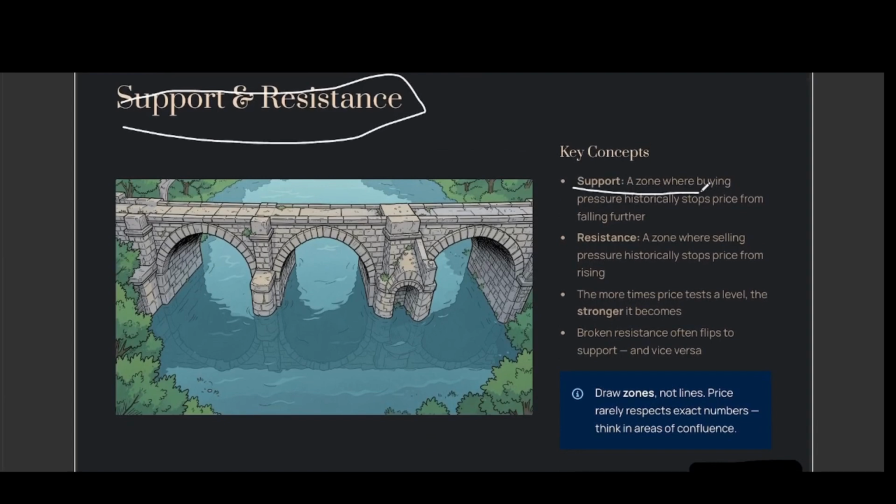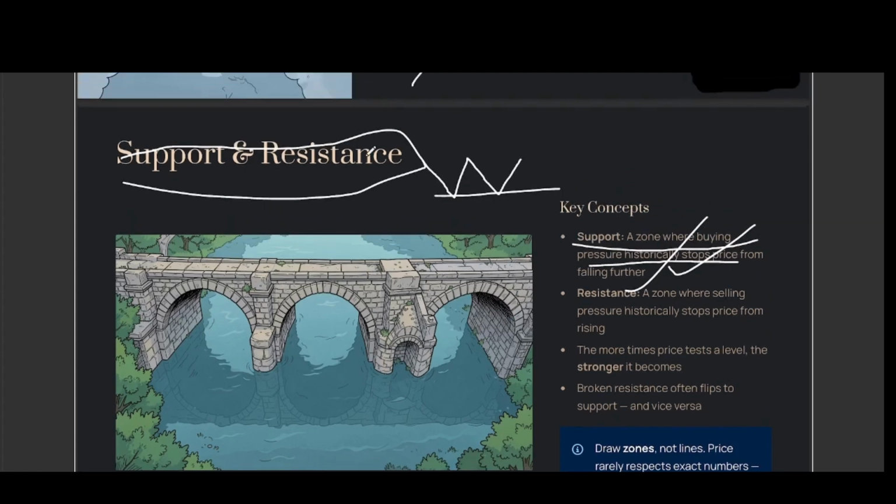Now, what is support? Support is basically a zone where buying pressure is very high and which historically stops price from falling any further. Let's imagine this is support. Whenever price comes to this zone, buyers get activated and it goes up. It avoids the price falling below this support. And resistance is a zone where sellers are very active. They do not allow the market to go above that zone, and they start reversing it from there.